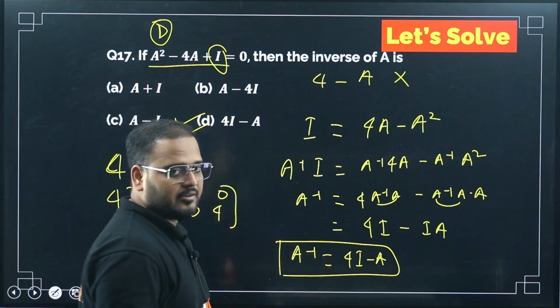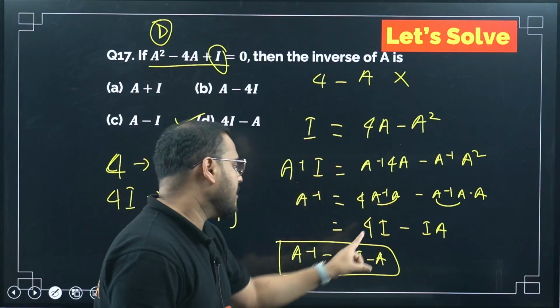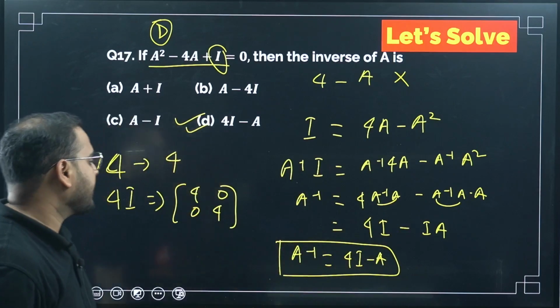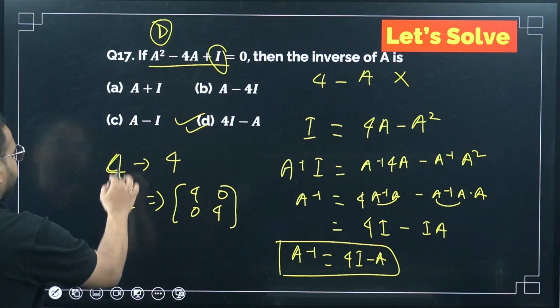Write it as 4I. Reason being, A inverse is a matrix, A is also a matrix, and the product of matrices is always a matrix. So that's why I. Okay, so the answer is D. Moving on. I hope this was visible and clear.